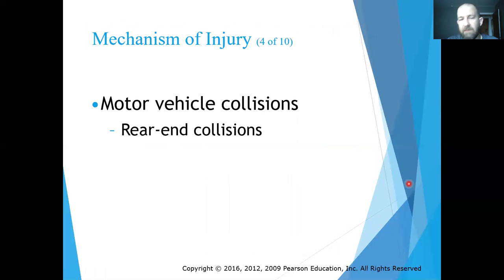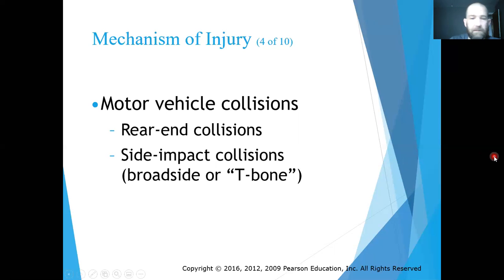Rear end collisions will have some injury patterns there. Normally we're looking for neck injuries with that kind of thing, from people getting whiplash. So it's a hyperextension of the neck. Those problems, you get hit from behind and you get that kind of thing there.